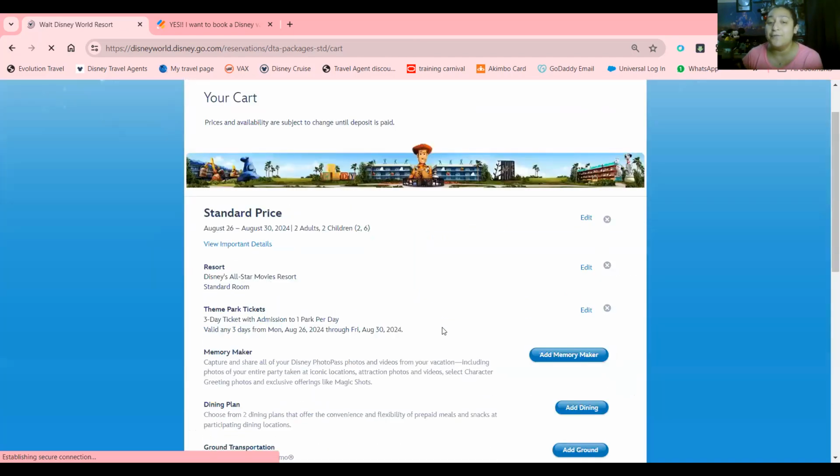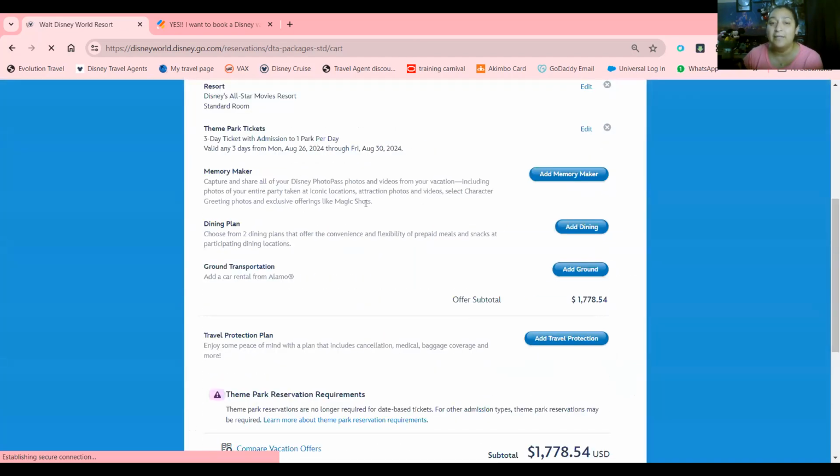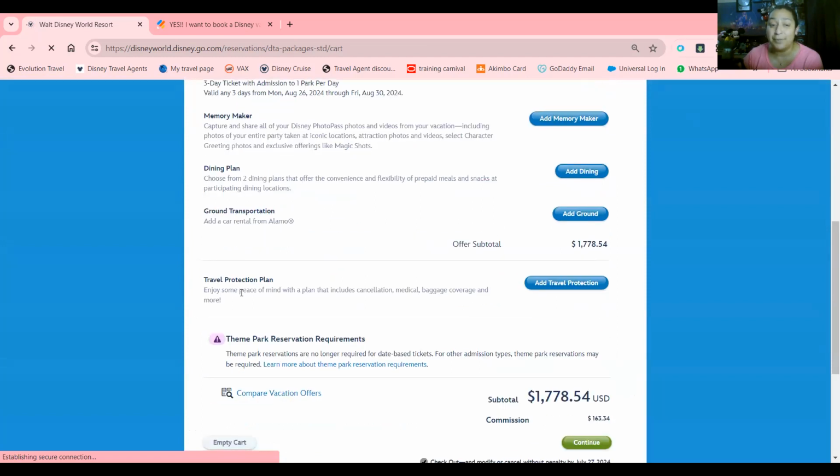Please know that if you add the dining plan, the memory maker, or the protection plan, it's no longer $200 down. It does go up a little bit more than that, okay? So $200 down would be just the regular, like what I'm doing right here. But if they add the memory maker or the travel protection, it adds an extra 100 to the down payment. Just an FYI, because I didn't know that either until I actually did it and saw it.